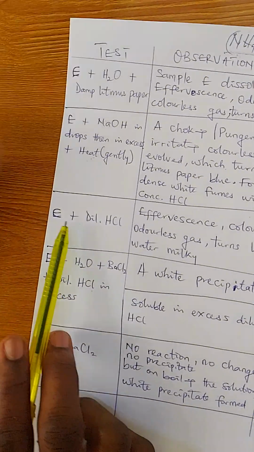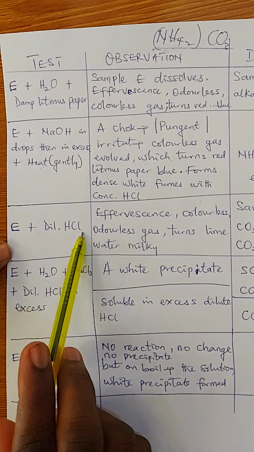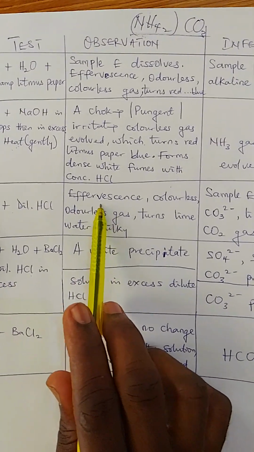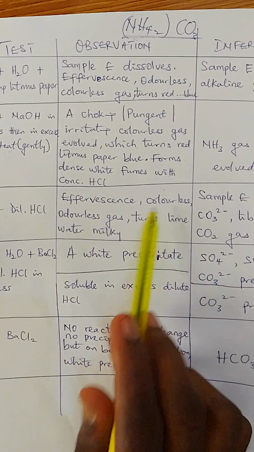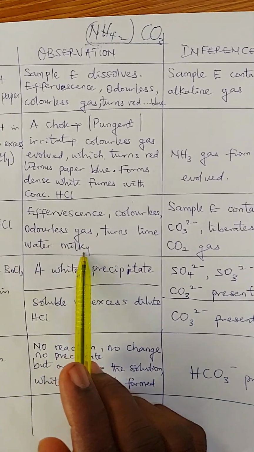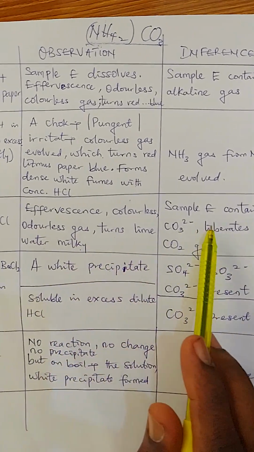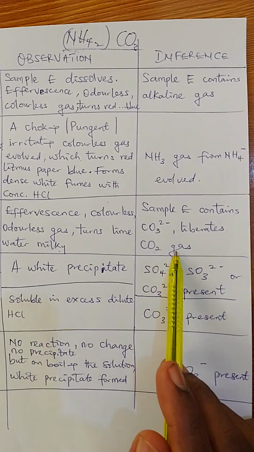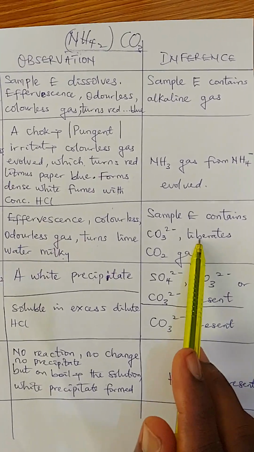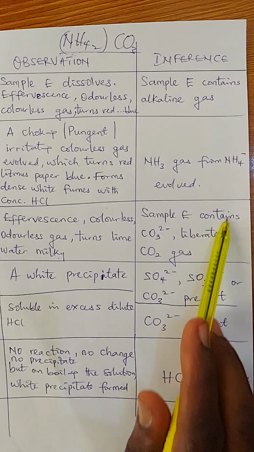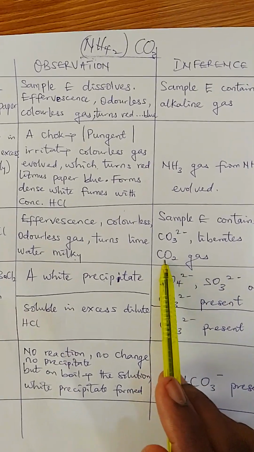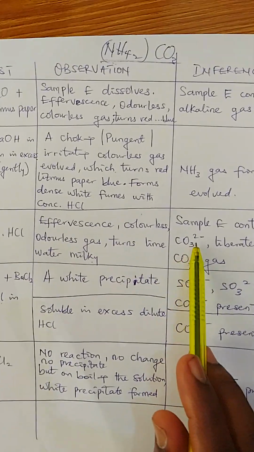The question can also be that sample E plus dilute HCl. If you carry out that test, you are going to observe effervescence, colorless, odorless gas, which turns lime water milky. And whatever does that shows you that it is CO2 gas. So this interpretation is: sample E contains CO3 2-, which liberates CO2 gas. Or another person can also write CO2 gas evolved from CO3 2-.